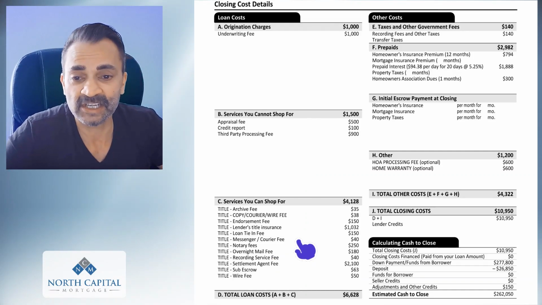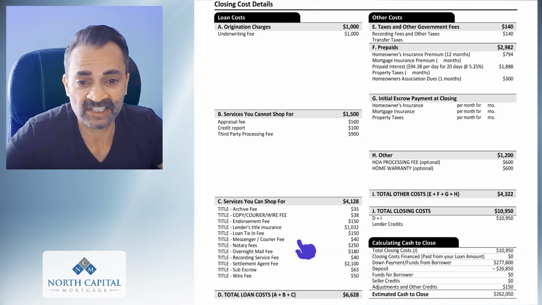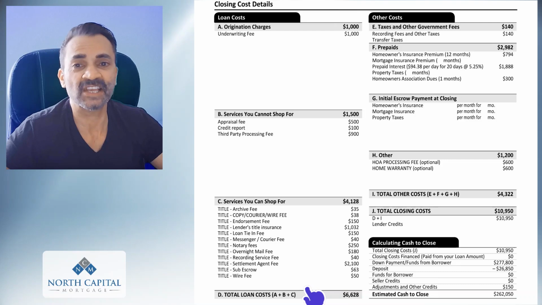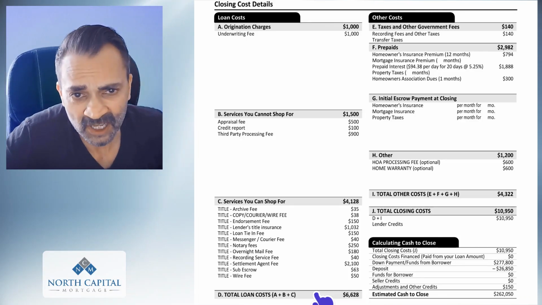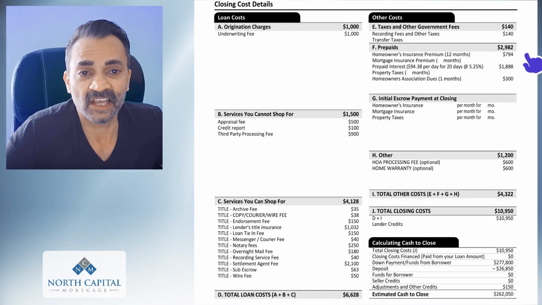It's going to give you a very nice breakdown of what every fee is, and it's going to list that total right here on the top. And then total for sections A, B, and C are going to be right here in section D. $66.28 on this one.